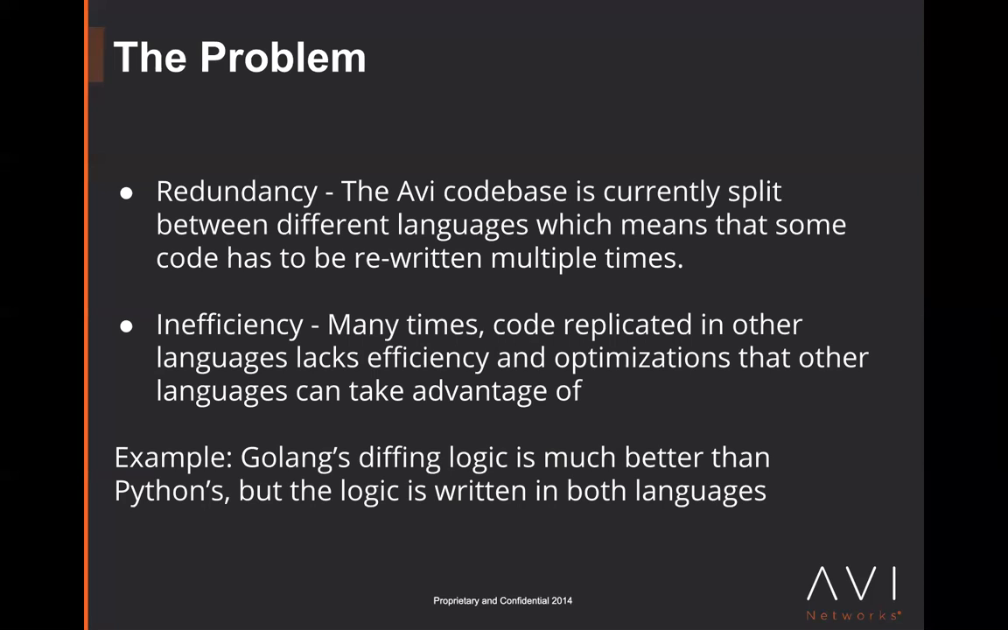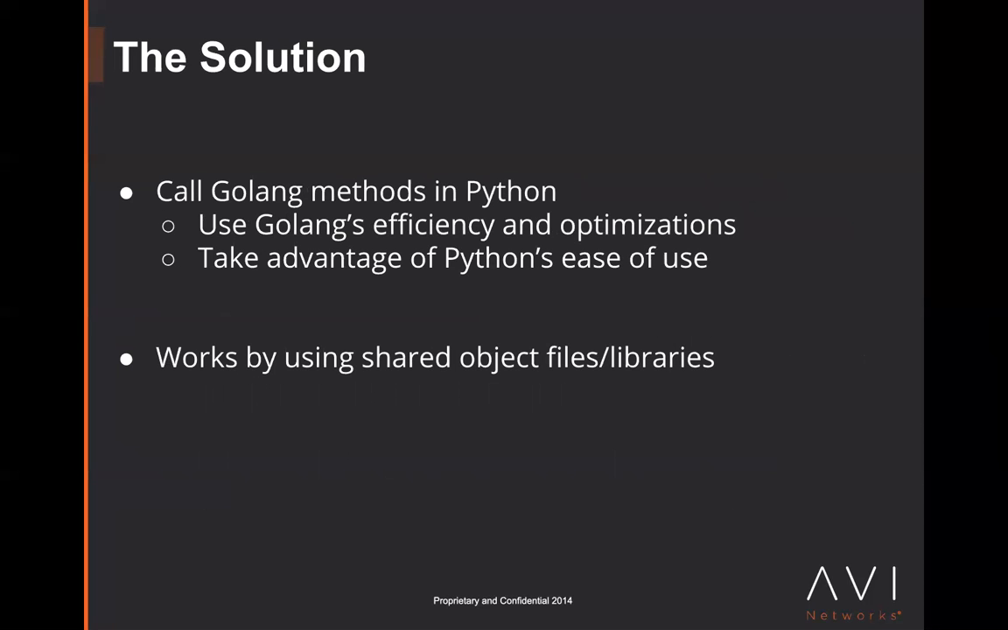The way the code base is set up is that you currently have to write code in many different languages and they all kind of do the same thing. Raul gave me the example that for getting diffs, you have to write in C++, Python, and Go. And Go is always more efficient than the other two. But just so you can call it in Python, you have to write it in Python. So the simple solution was to call Go's methods in Python without having to explicitly rewrite anything.